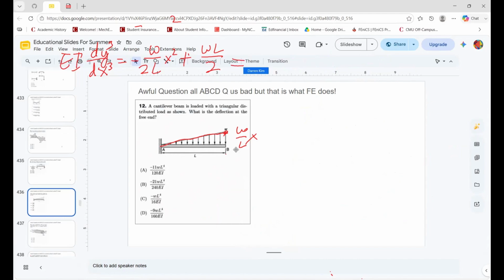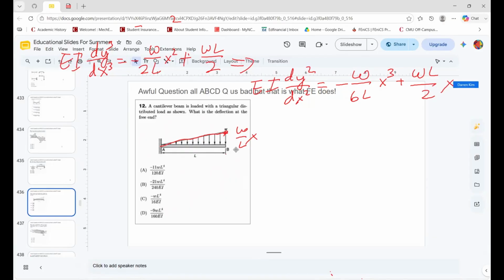Then we're going to convert that to EI d squared y over dx squared, which equals minus omega over 6L times x cubed, plus omega L divided by 2 times x. That is the next one, and then you need to add plus C. I can say that y double prime equals 0 again at L, since there's no moment at the free end, and all the derivatives show no position movement basically in it.